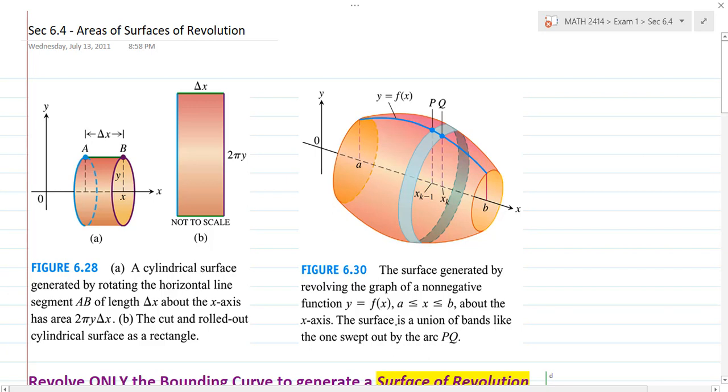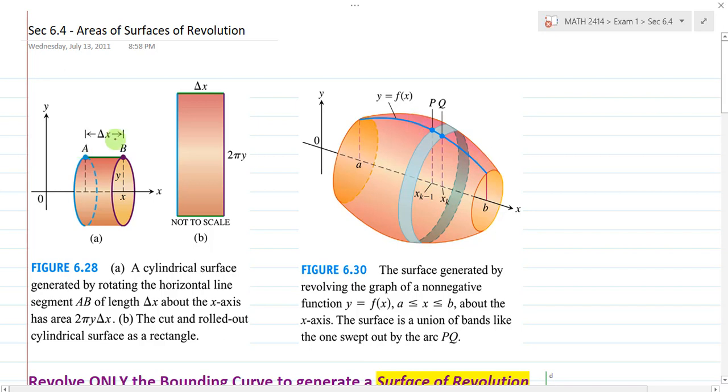Section 6.4 is areas of surfaces of revolution. Whenever we revolve a curve around a fixed axis, we generate a surface area. This is similar to what we did in section 6.1 and 6.2, where we revolved a rectangle or a shaded region around an axis and generated a solid shape. Now all I want to do is find the surface area of that solid shape.